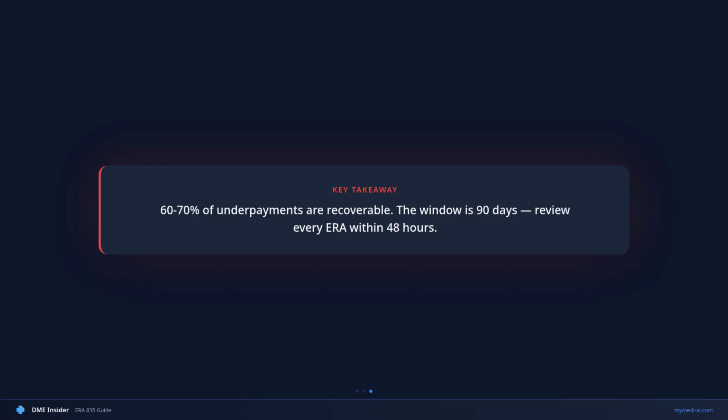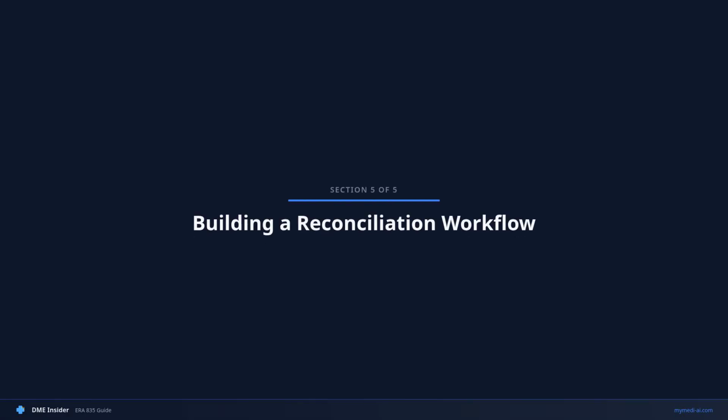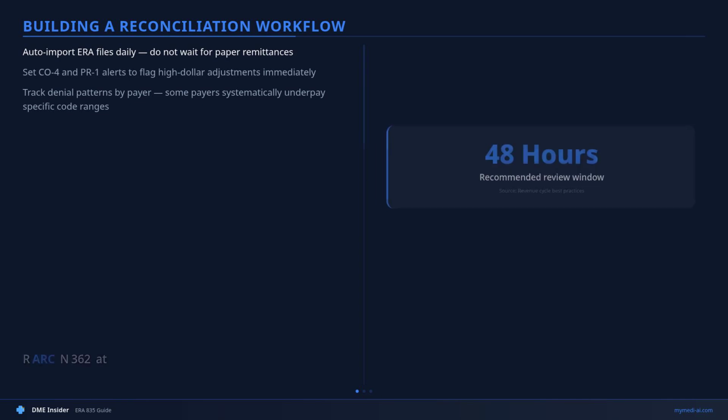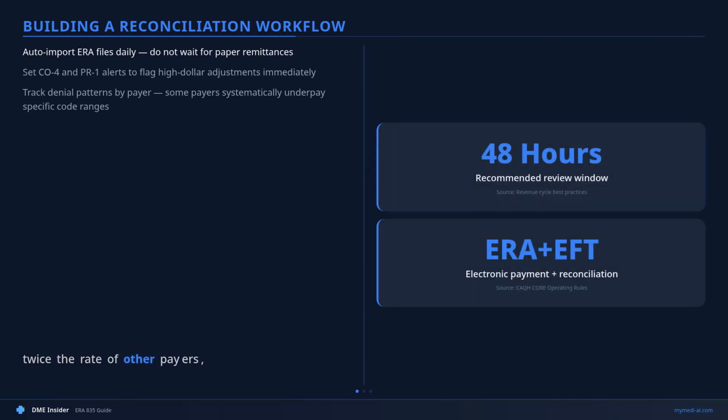Step 3. Track denial patterns by payer. If payer A denies CPAP supplies with RARC N362 at twice the rate of other payers, that tells you payer A has a documentation threshold you're not meeting. Fix the root cause, not just the individual claim. Step 4. Reconcile every ERA within 48 hours. According to CAQH CORE operating rules, timely filing limits for corrected claims are typically 90 days for commercial payers and 12 months for Medicare. The clock starts from the original remittance date, not the service date. Every day you wait narrows your recovery window.